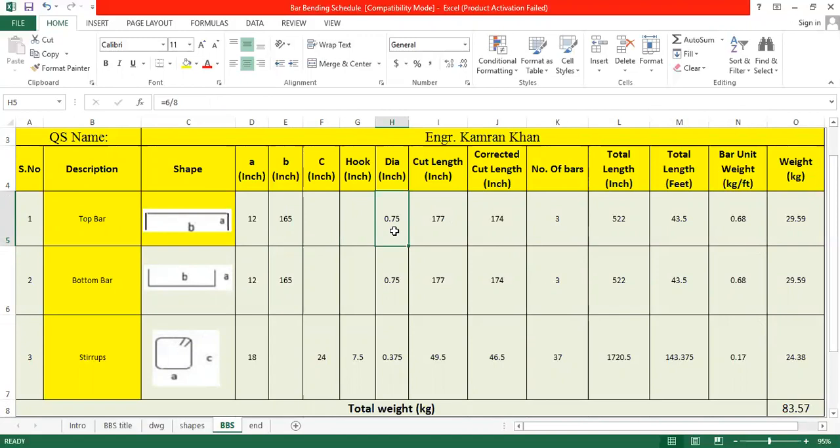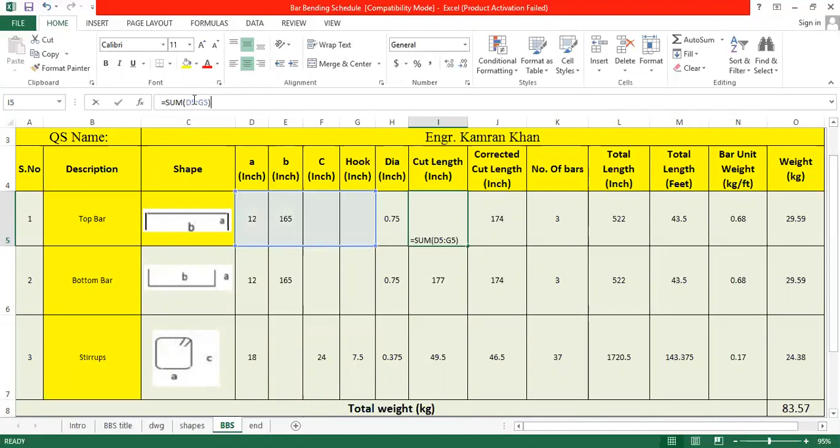So the dia of bar number 6 is how much? 6 divided by 8. So 6 divided by 8 is equal to 0.75 inches, because in 1 inch there are 8 sutras. So bar number 6 means 6 by 8 inches, and 6 by 8 inches is equal to 0.75 inches. Now the cut length will be equal to the summation of A, B, C and hook.